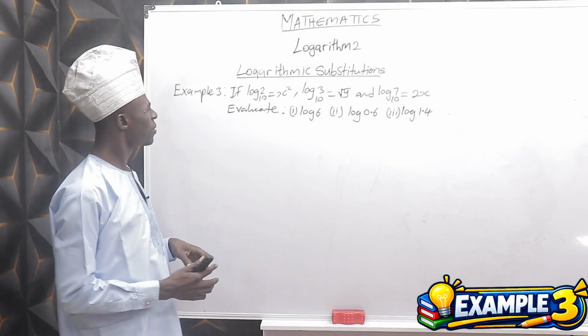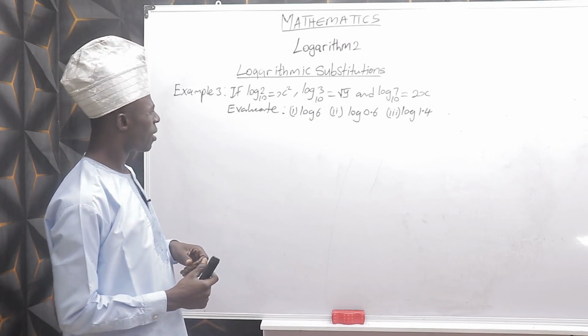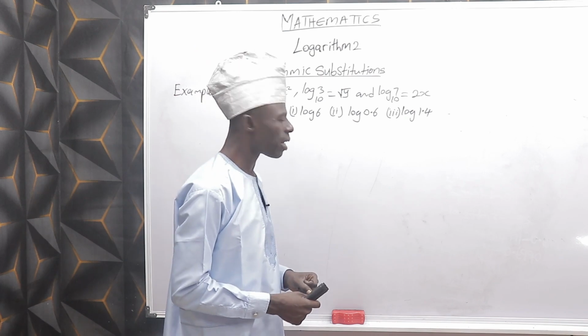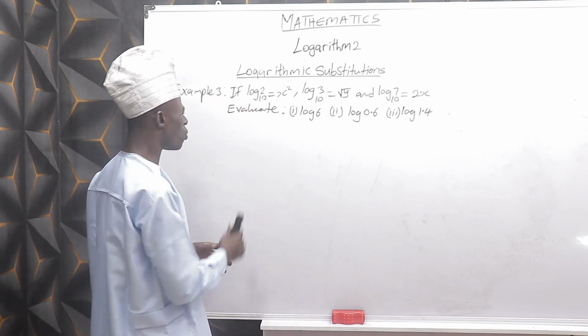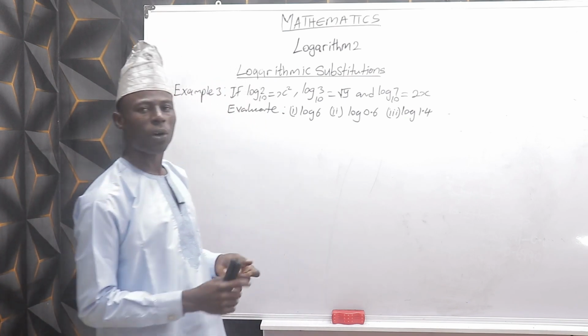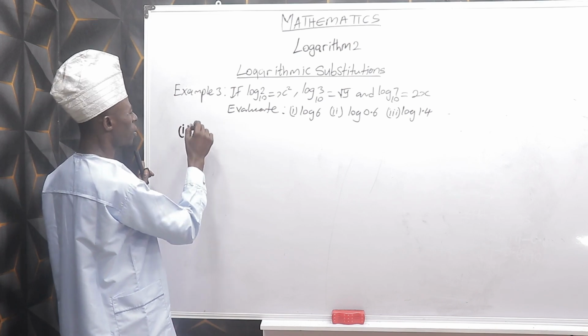Example 3. If log 2 base 10 equals xk, log 3 base 10 equals root y, and log 7 base 10 equals 2x. Evaluate log 6, log 0.6, log 1.4. Let's start from Roman figure 1.